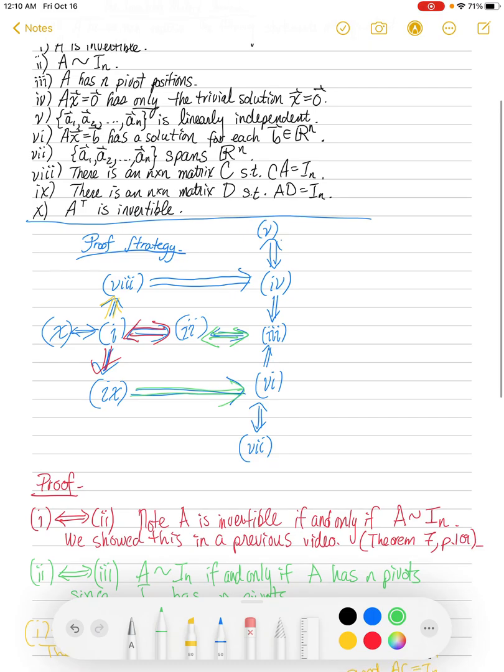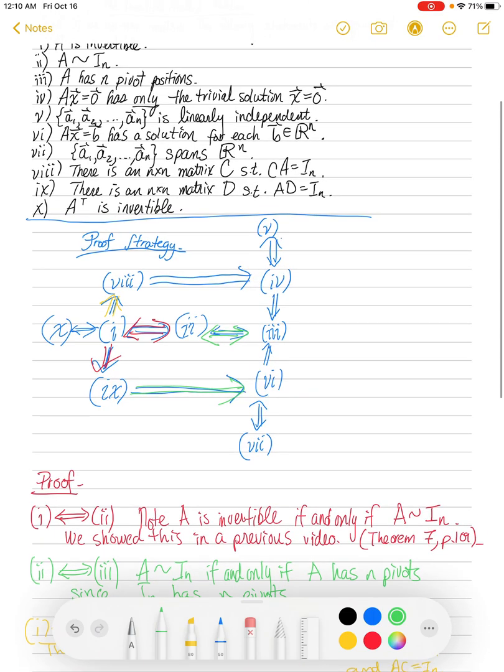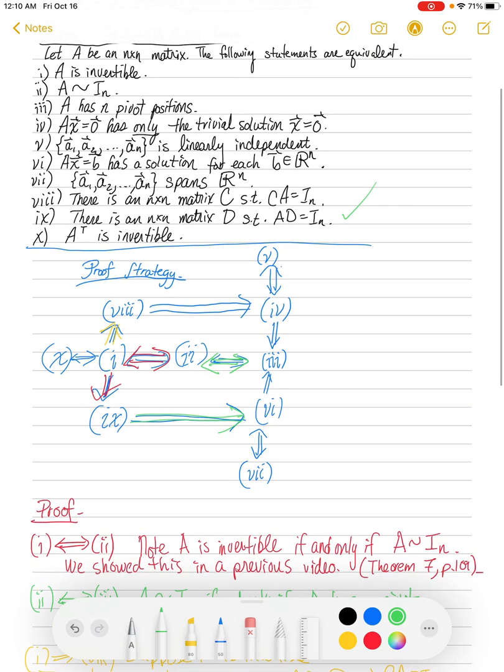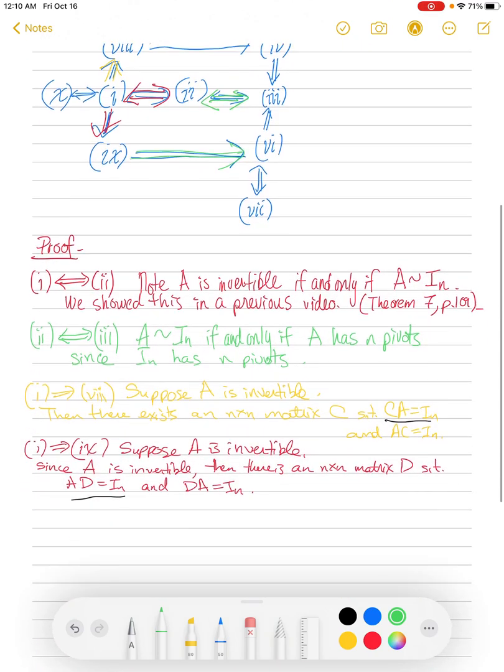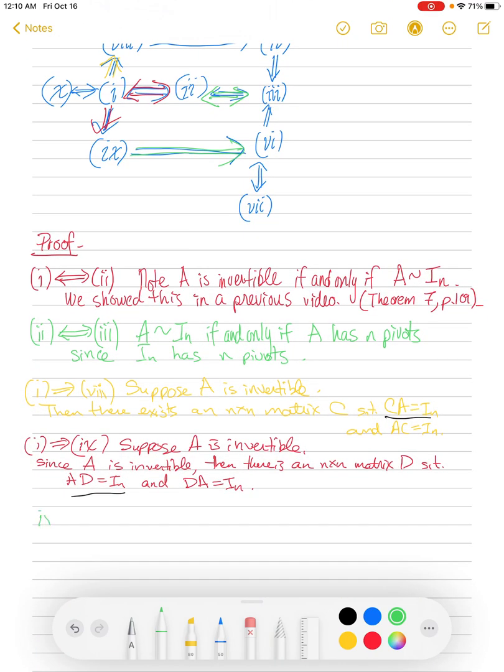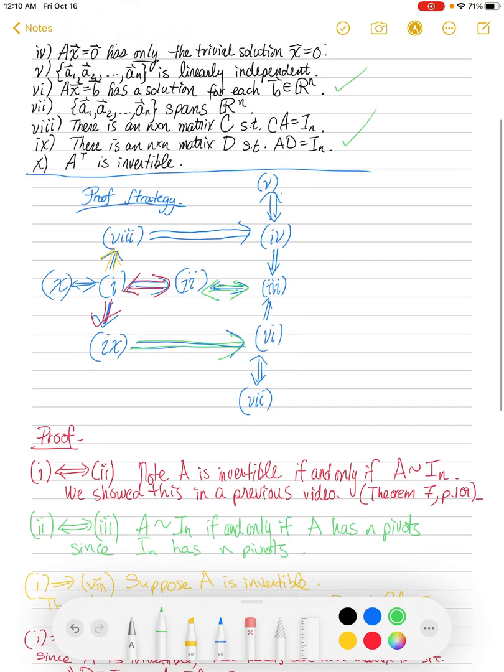This long arrow here. 9 implies 6. So what's 9? There's an n by n matrix D such that AD is the identity. 6 is AX equals B has a solution for every B in Rn. So 9 implies 6. So how do we show 9 implies 6?